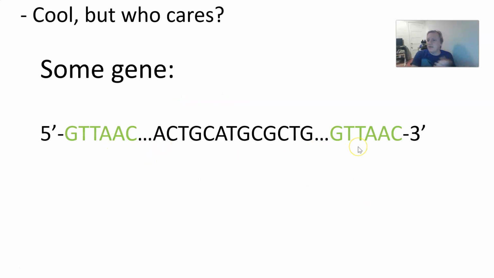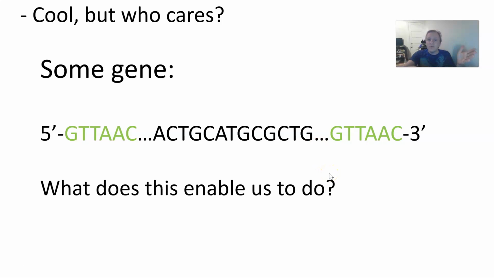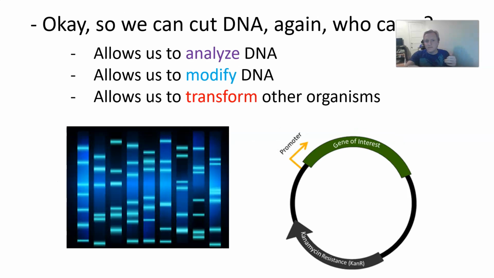We care because let's say we have some gene that looks like this. And what I'm showing here is that it's a gene that is flanked by restriction sites. You have restriction sites on either end of this gene. Because we have that, we would be able to cut this gene out and remove it from a segment of DNA. Because we're able to cut these genes out, that allows us to analyze the DNA, it allows us to modify DNA, and it also allows us to transform DNA in other organisms.